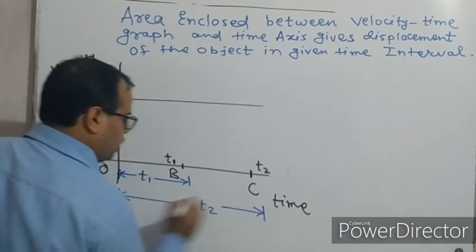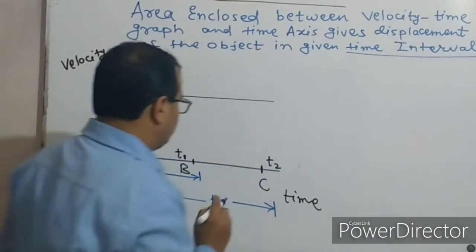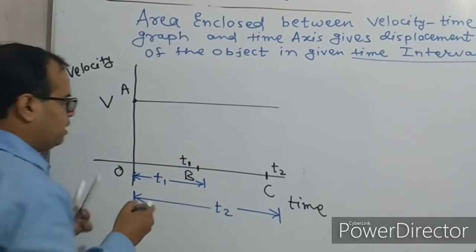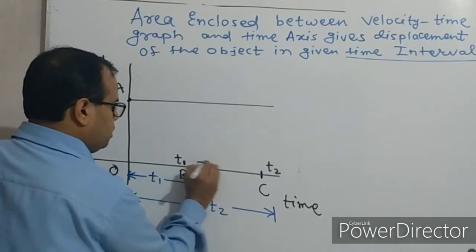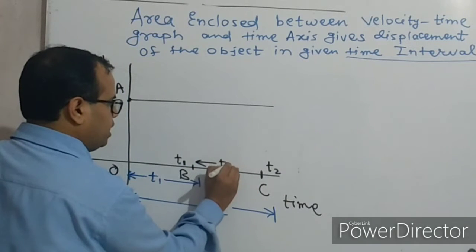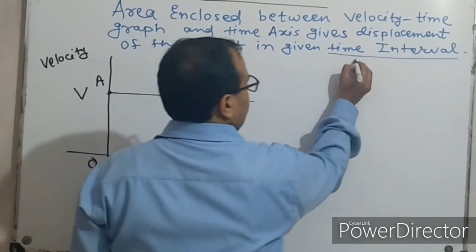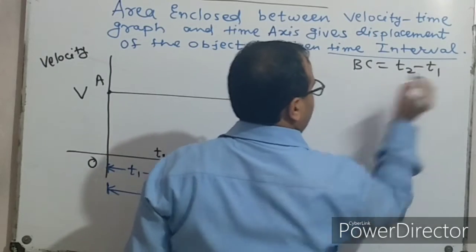Now when we are saying time interval, what does this time interval mean? This time interval means t2 minus t1. So this BC is t2 minus t1. This is t1, and t2 minus t1 is the time interval. BC is t2 minus t1.